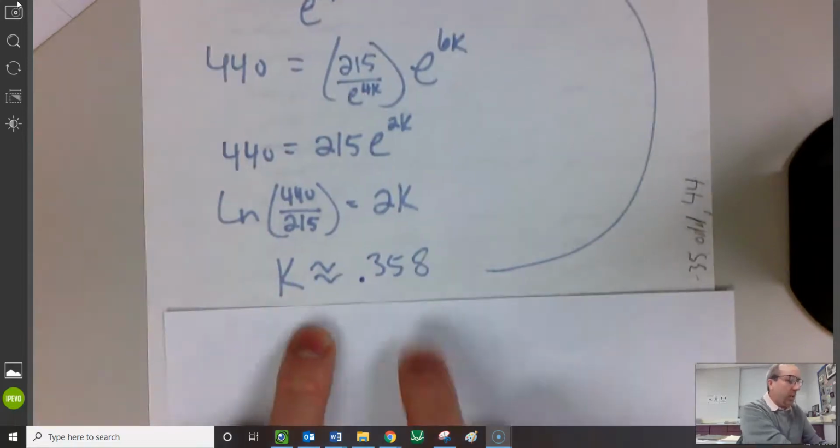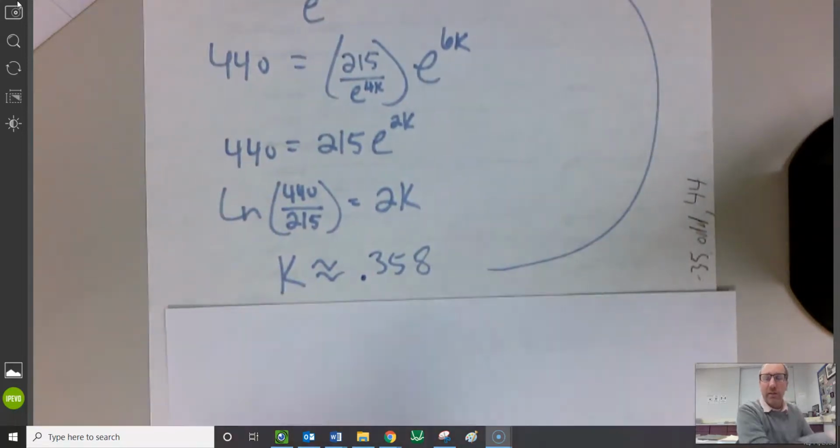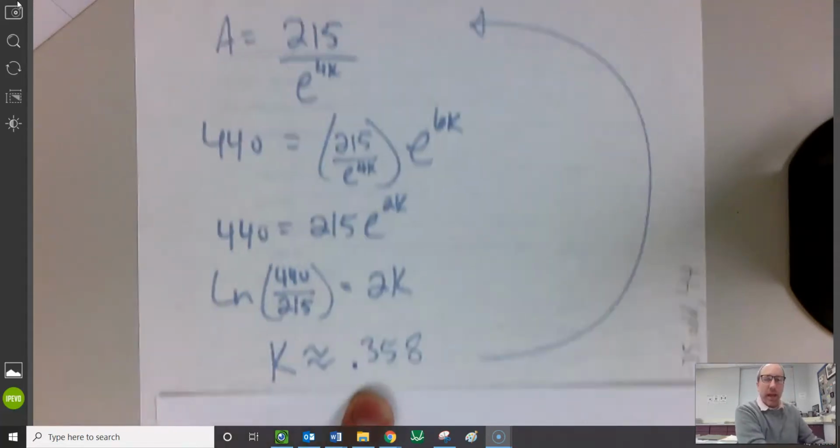If you jam that in your calculator, you get k, our little k constant for this bacteria problem, which is 0.358. So now we can go back, that's what this big arrow is about.